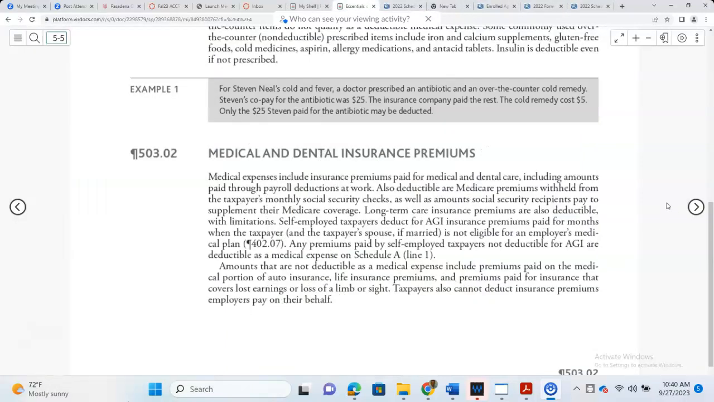Okay, so what else is here? Amounts that are not deductible as a medical expense include premium paid on the medical portion of auto insurance, life insurance, and premium paid for insurance that covers lost earnings or loss of limb or sight.